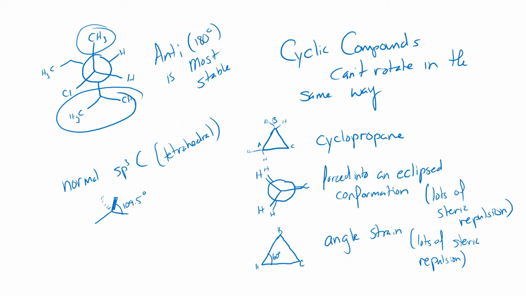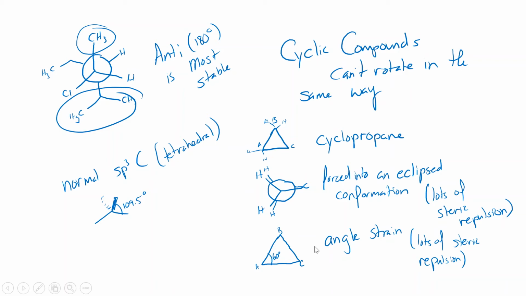And so all of these bonds are just constrained into this very small space, which means that the electrons in those bonds are constrained and forced into close proximity to each other. And so they start repelling each other. And so you end up with a huge amount of steric repulsion.